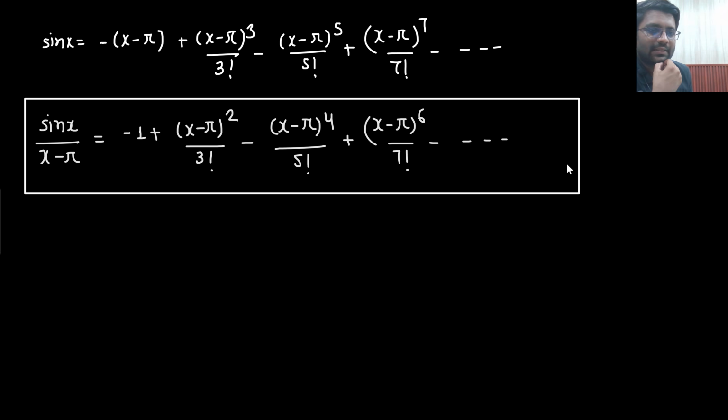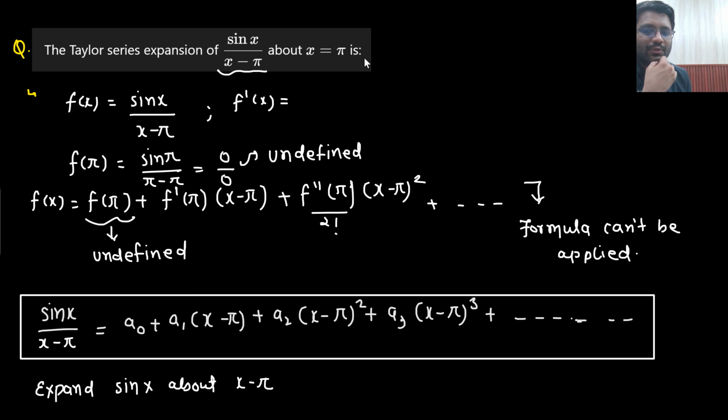What our brain says is that you expand sin x, then simply divide by x minus pi, and you will get the answer. So this is the expansion of sin x divided by x minus pi about x equals pi. Is that clear to you? Say yes or no. Absolutely, sir, completely clear. Understandable? Okay, so these kinds of questions you can also solve.